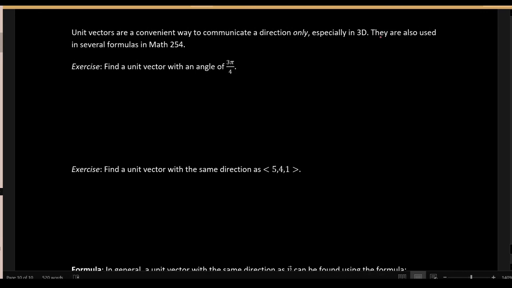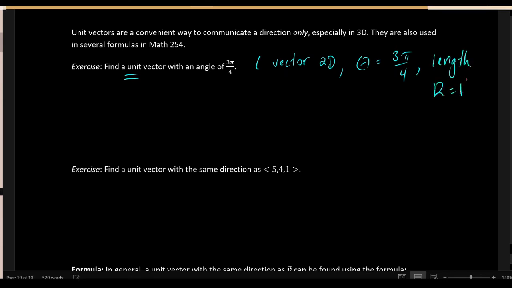Now, let's practice calculating a couple of unit vectors. In the first exercise, let's find a unit vector with an angle of 3 pi over 4. So, of course, it's still implied that this vector must be 2-dimensional because we're only given a single angle, theta equals 3 pi over 4. And we're also told that this vector needs to be a unit vector, so the vector's length is given by r equals 1 units.